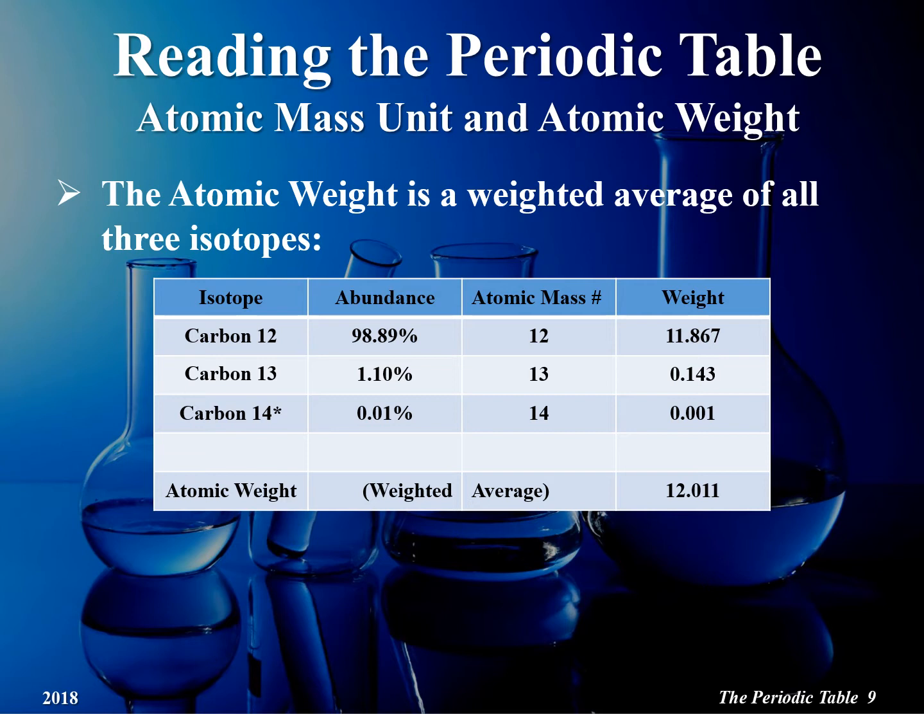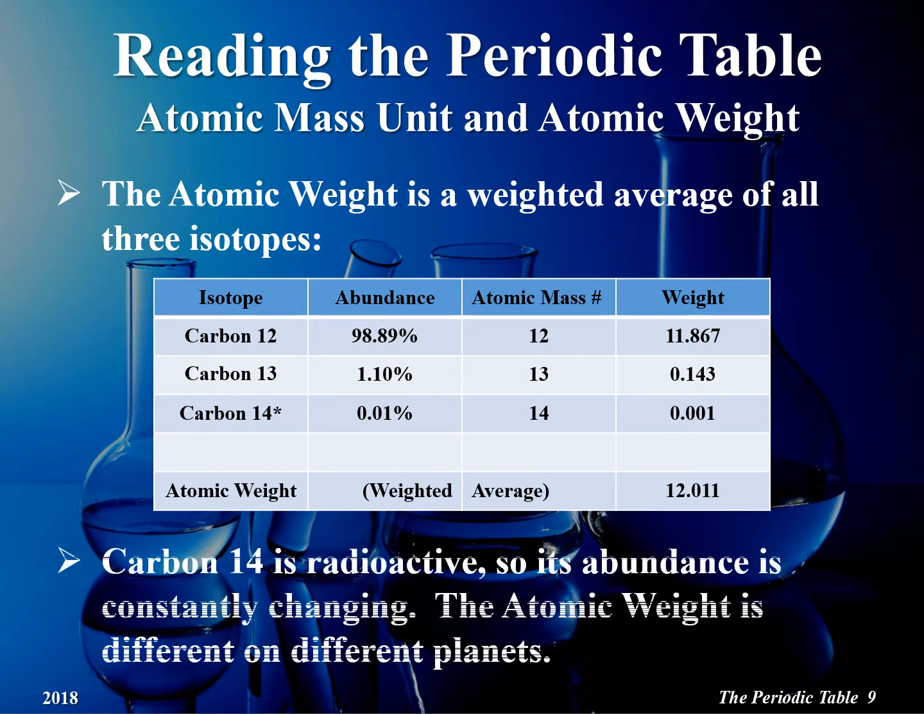This is the weighted average of the 3 isotopes and the value shown on the periodic table for the atomic weight of carbon. Since carbon-14 is radioactive, its abundance is slightly changing over time. The atomic weight of an element will vary from planet to planet because the planets were formed at different times in the history of the universe.